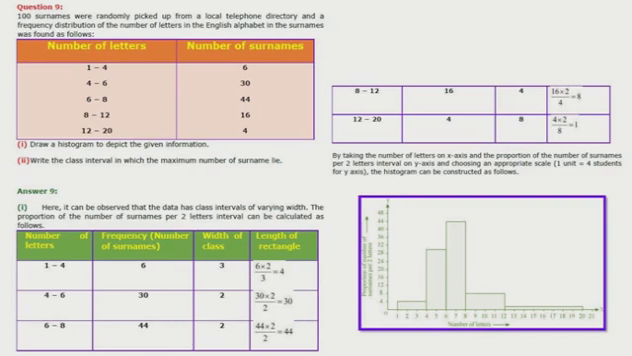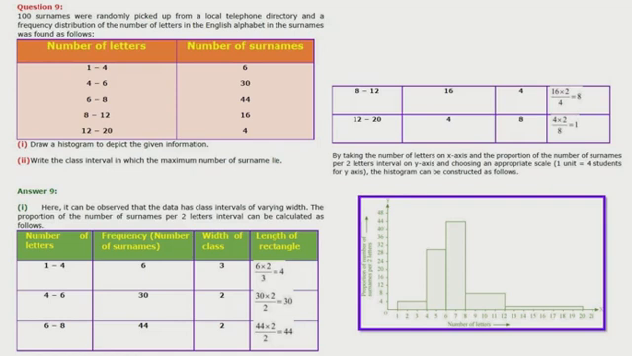Here also, see, the class width is varying. It can be observed that the data has class intervals of varying width. The proportion of the number of surnames per 2 letters interval can be calculated as follows. Like the last sum, the 8th sum, we have done the same method. So 1 to 4, frequency is 6, width of the class is 3, so 6 into 2 by 3 equals 4. The next, 4 to 6, 30, so 30 into 2 by 2 equals 30.